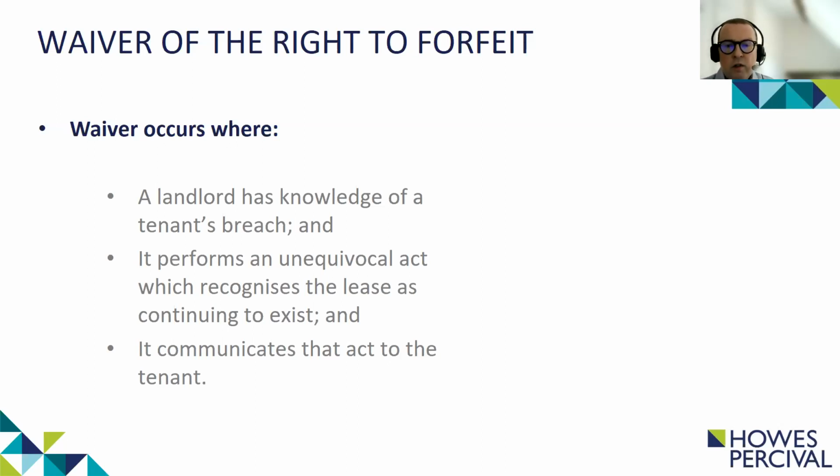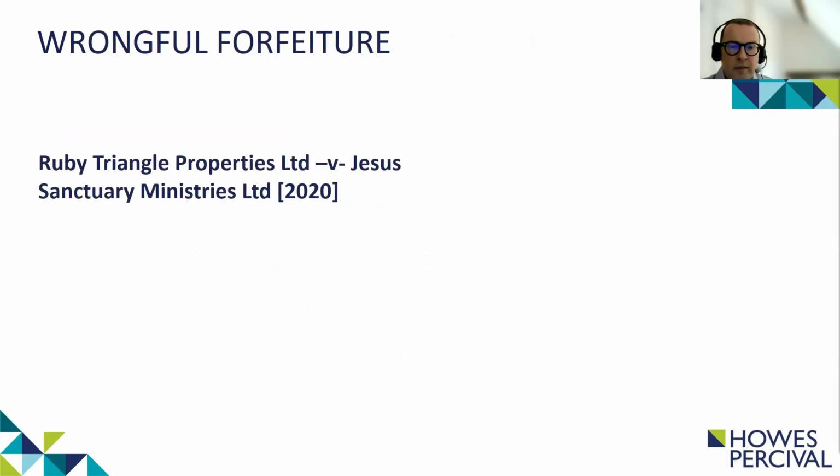Okay, moving on to wrongful forfeiture. Wrongful forfeiture is where a landlord attempts to forfeit a lease when there has been no breach of covenant. And that's probably best illustrated by a case. It's the Ruby Triangle Properties and Jesus Sanctuary Ministries case that I've put on the slide.